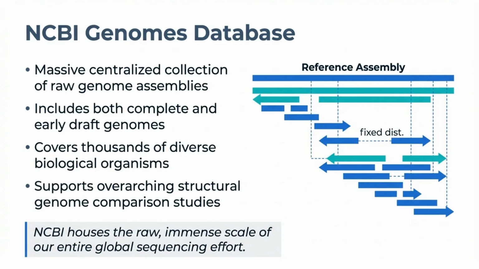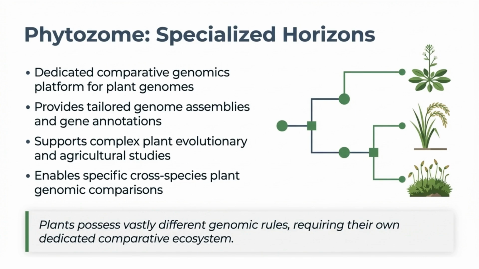Sometimes, though, general databases are not enough. Certain groups of organisms require more specialized comparative resources. Plant genomes often behave differently from many animal genomes. They can be large, repetitive, and shaped by frequent gene and even whole genome duplication events. That makes plant comparative genomics especially challenging.